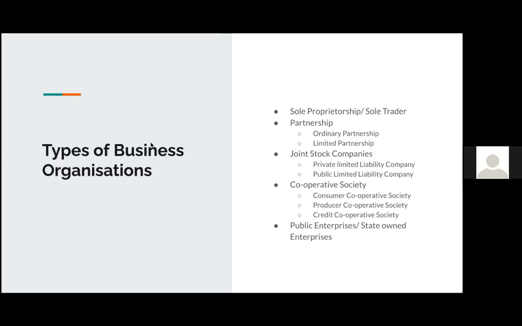Okay. So types of business organizations. We're gonna look at sole proprietorship, also known as sole trader. We're gonna look at partnership, the two types of partnerships, ordinary partnership and limited partnership. Then we're gonna look at joint stock companies with private limited liability and public limited liability. Then we will look at cooperative societies, the consumer ones, producer and credit cooperative societies. And then finally, we'll look at public enterprises, also known as state-owned enterprises.